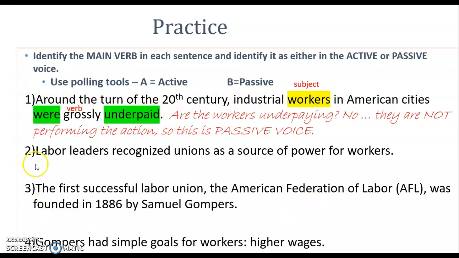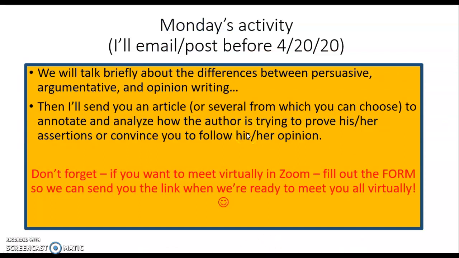So pause your video again and write down on your sheet of paper or type on your document sentences 2, 3, and 4. Go through the same procedure that I did. Look for your verb, identify your subject, and decide if it's active or passive. Okay, so pause your video and do this last assignment or activity. I think it's the last one. It is the last one.